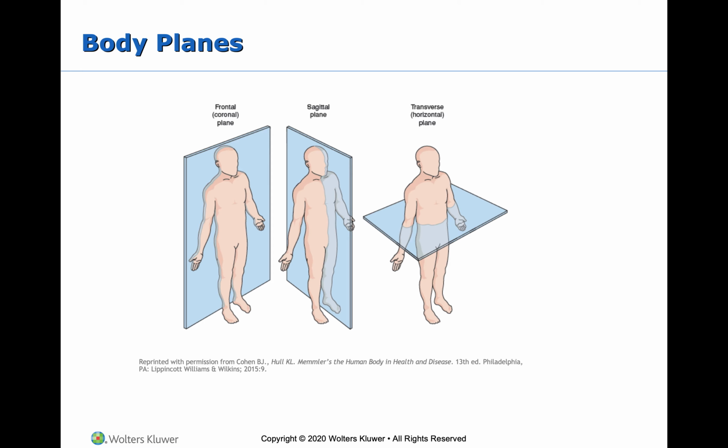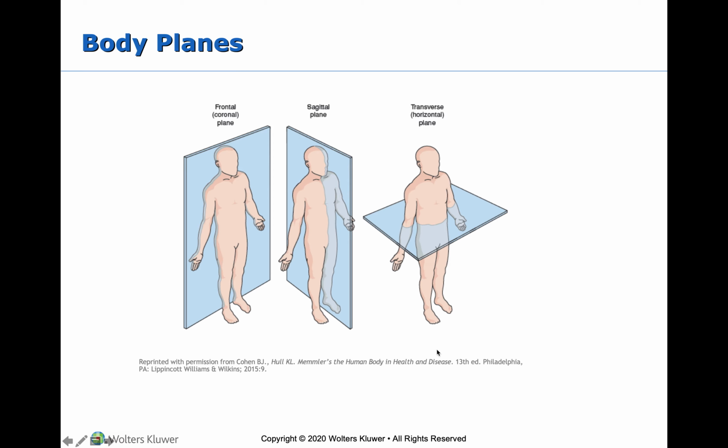Then your sagittal plane. So there's two different terms that include sagittal. There's sagittal and there's mid-sagittal. The sagittal plane divides your body into right and left portions, but they don't have to be equal portions. The mid-sagittal divides your body into equal right and left portions. So it's a vertical line that divides your body into equal right and left portions. Your transverse or horizontal plane, this divides the body into upper and lower portions horizontally. So your frontal and sagittal planes are vertical divisions, and your transverse plane is a horizontal division.